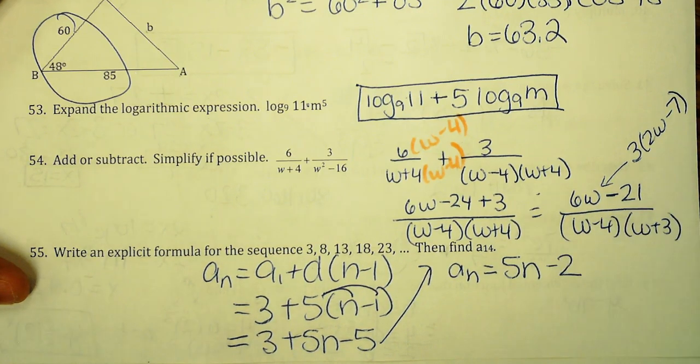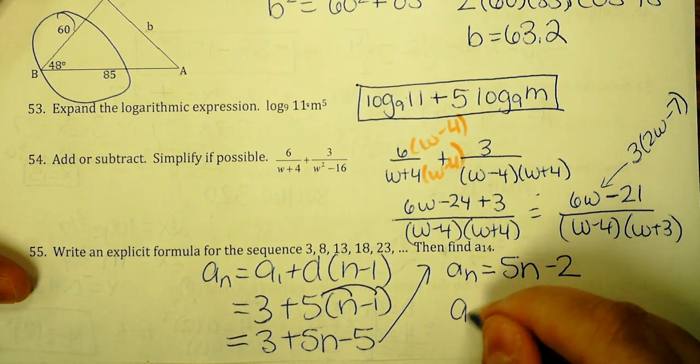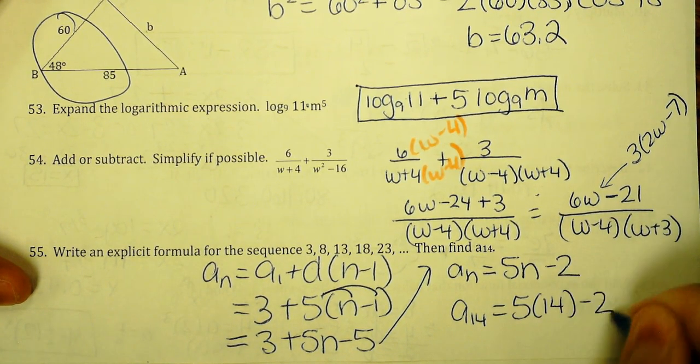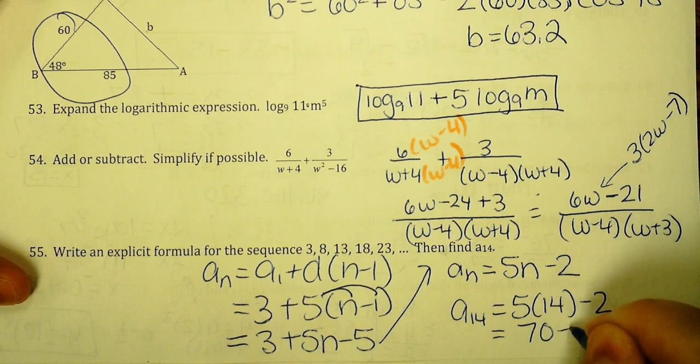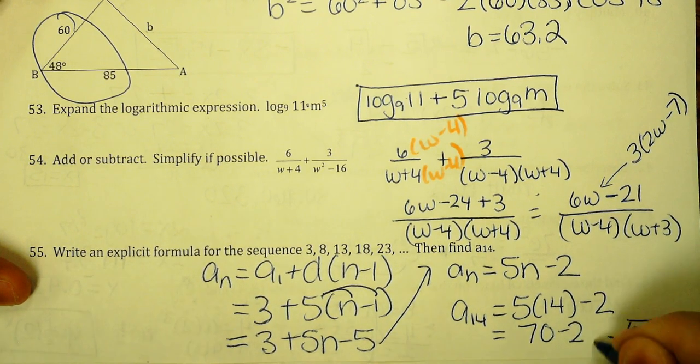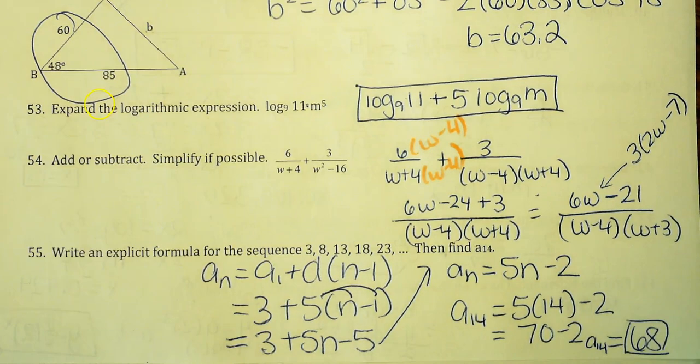All right, and so if I want the 14th term, then the term number would be 14. So we would plug that in. This is 70 minus 2. So the 14th term, or a sub 14, is going to be 62.